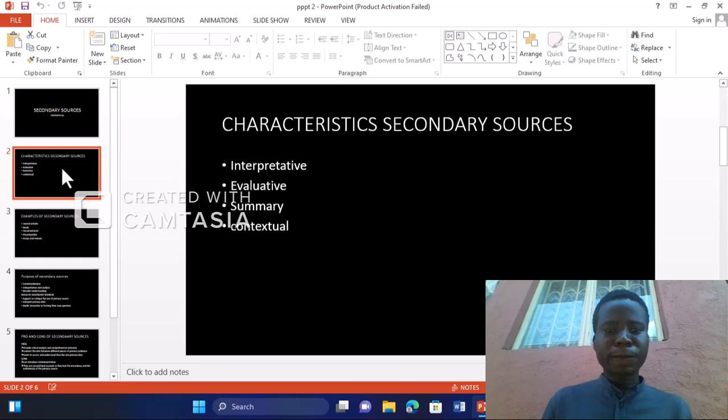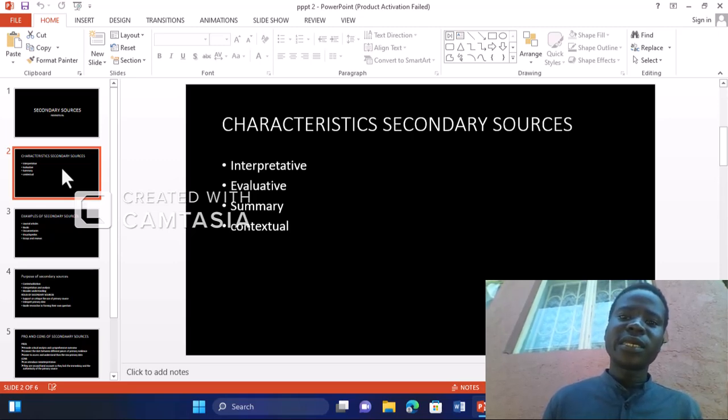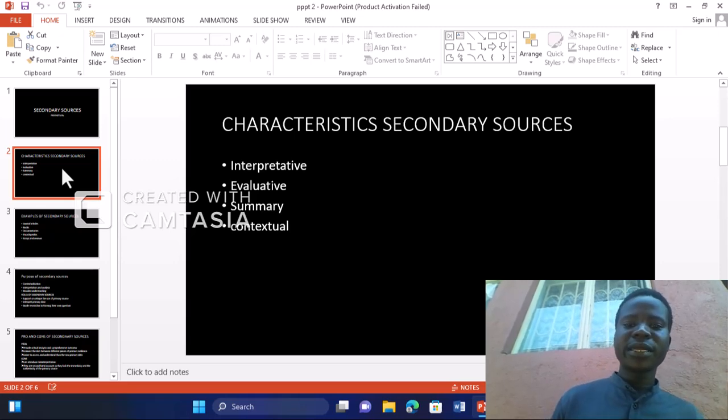The characteristics of secondary sources are that they are interpretive, evaluative, summary, and contextual. What does it mean? Interpretive means the secondary source involves some level of analysis, synthesis, or evaluation of the primary sources. They explain or critique the primary source or the event it represents. They help us to analyze the primary sources.